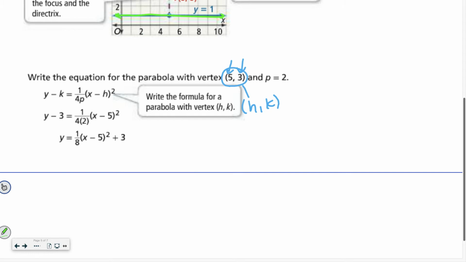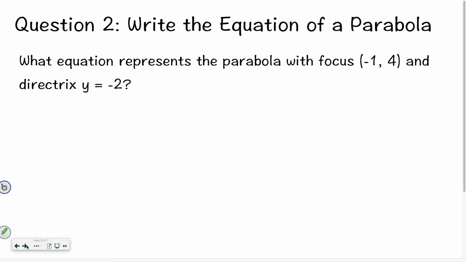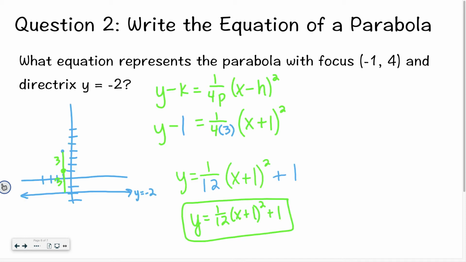So in today's assignment, you're going to do things like that. This is an example of a problem that you're going to have on your assignment today. I want you to try it on your own, and if you can't get it, that's okay. I'll walk you through how to do it, and we will figure this out, okay? I promise. Good luck.